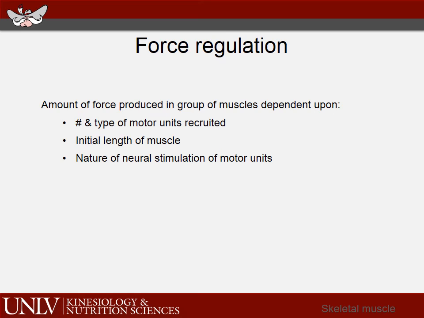Generally speaking, it's related to the number and type of motor units recruited, the length of the muscle, and then the nature of the neurostimulation within that motor unit itself, or within the motor units that make up that muscle. The number of motor units identifies the number of fibers that are contracting. So keep in mind the demand for force production. If the demand is low, you're only going to recruit a few motor units. If the demand gets higher, you're going to incorporate more motor units along the way, and therefore increase the number of muscle fibers being recruited and summating the force of that myosin-actin force generation.